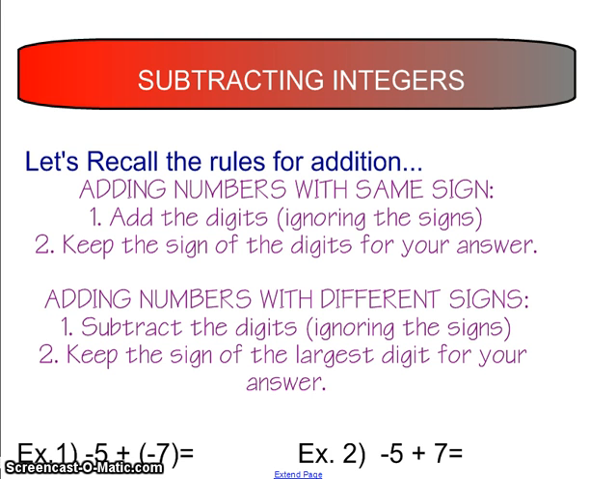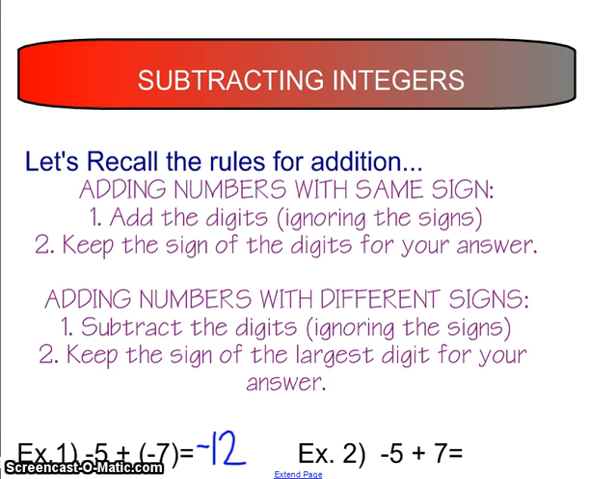We had two steps that we needed to do when we were adding numbers with the same sign, and we also had two steps in order to add numbers with different signs. So in example 1, notice we have a -5 plus a -7. Those steps would tell us to first disregard the negative signs and add 5 and 7 to get a 12. And because both numbers are negative, we need to make our answer -12.